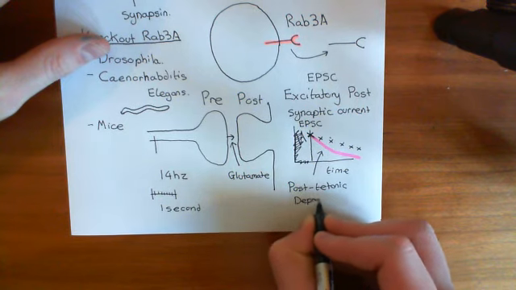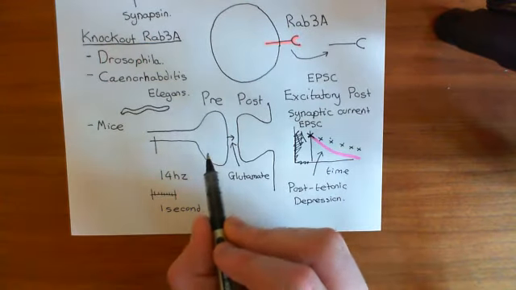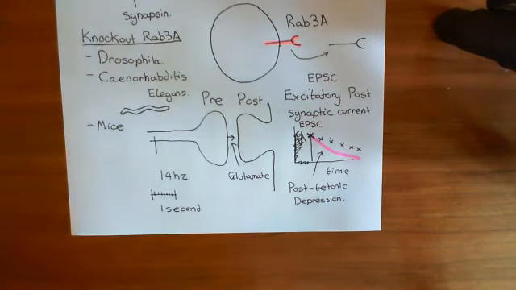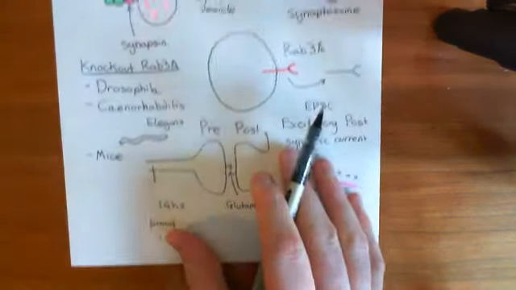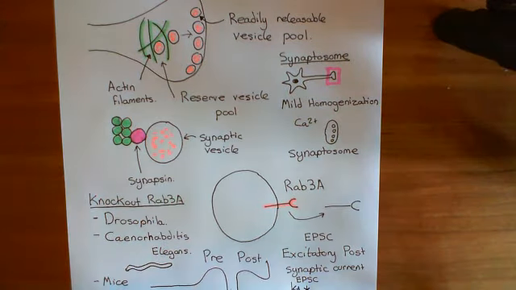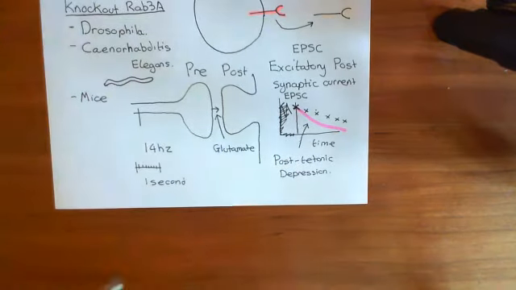Right, now what does that mean? That means that the recruitment of vesicles in the reserve vesicle pool is somehow impaired in Rab3A knockouts. Remember, every time we fire an action potential, we're having to recruit vesicles from the reserve vesicle pool to the readily releasable vesicle pool in order to replace those that we've released.